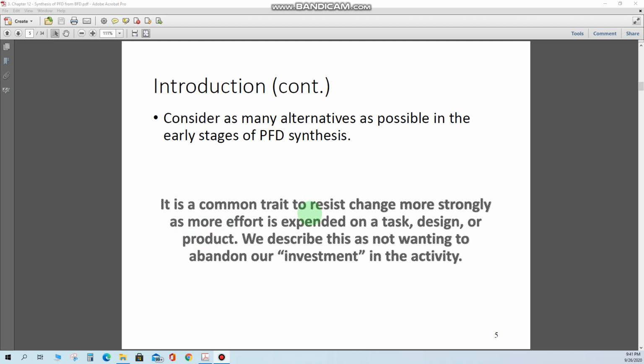But what actually happens, we describe this as not wanting to abandon our investment in the activity. So what does it mean here? If we do not put more effort into designing more alternatives, we will just waste our investment in the long run. So we have to make as many designs as possible to make our process more optimized and to get maximum profit margin from our process.